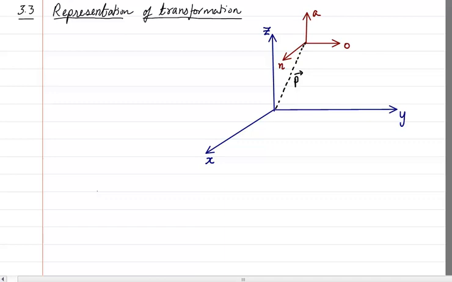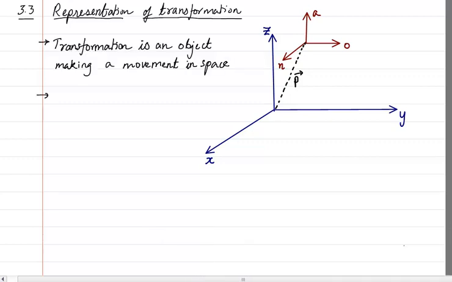What do we mean by transformation? Transformation is an object making a movement in space. So let me write that first point. Transformation is an object making a movement in the space defined by the reference frame.